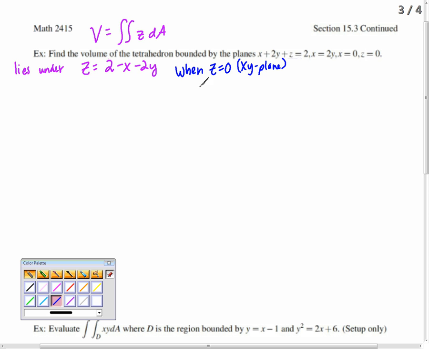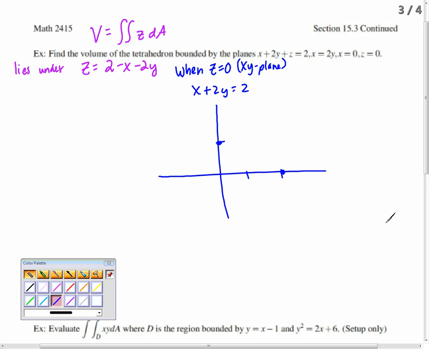When z is 0, I get x plus 2y equals 2. Do y'all agree that this is a line? The reason I'm redoing it is I want to draw it bigger. Hold on, I'm just going to do it back here. So this means y is 1 and x was 2. And this is going to be a line.